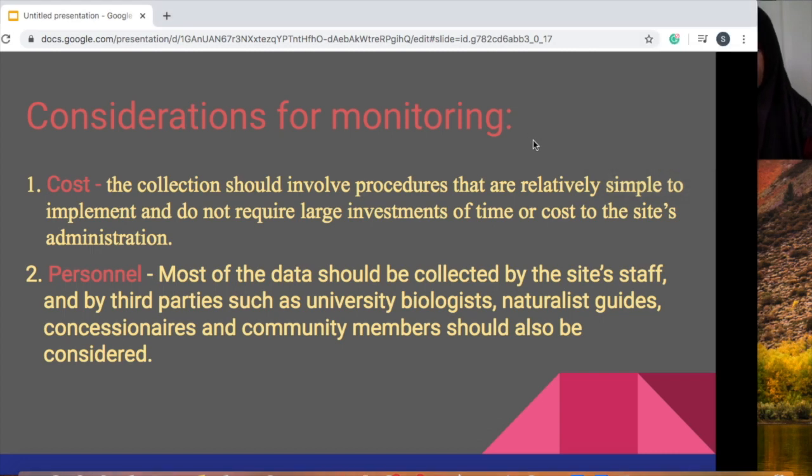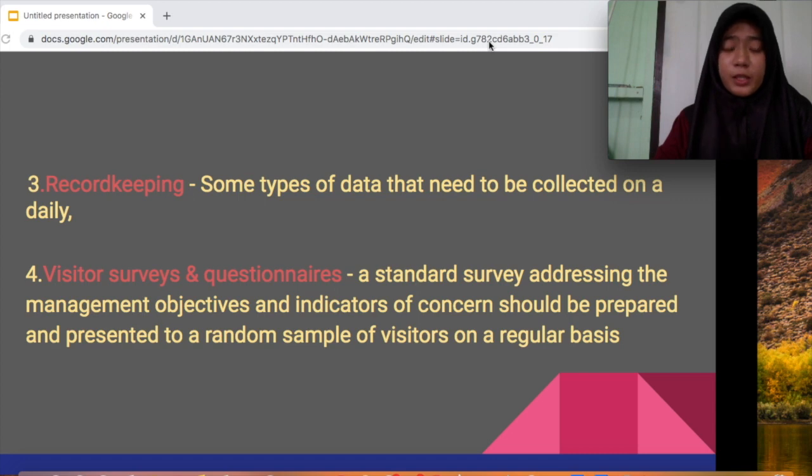Okay. Next is collecting information from record keeping. Record keeping covers some types of data that need to be collected daily, including visitor numbers and other visitor characteristics such as their age, their nationality, and so on. And in the record keeping, they also include the fee collection amount, visitor observations, and also complaints.